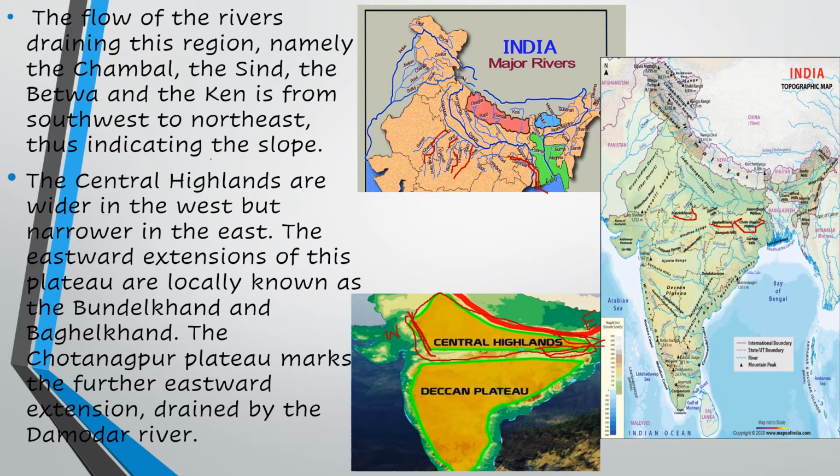Narrow is the length in the east. When the east portion is extending, that particular plateau is locally known as the Bundelkhand Plateau, and further comes the Bhagelkhand Plateau along with the Chota Nagpur Plateau, and that further goes to the eastward extension drained by the river Damodar, which I told you over here. Clear, children? Let us slide ahead.